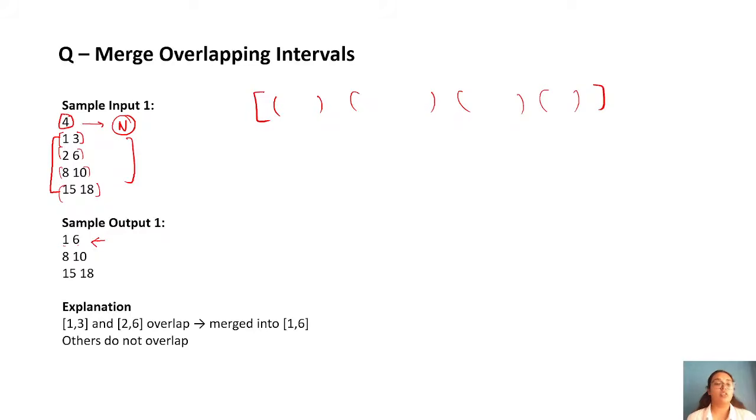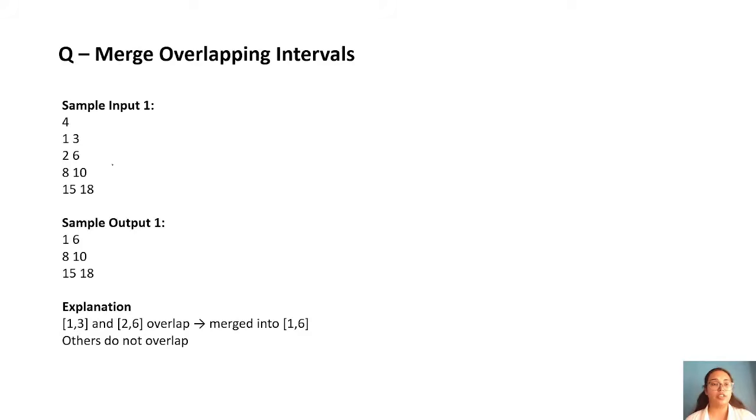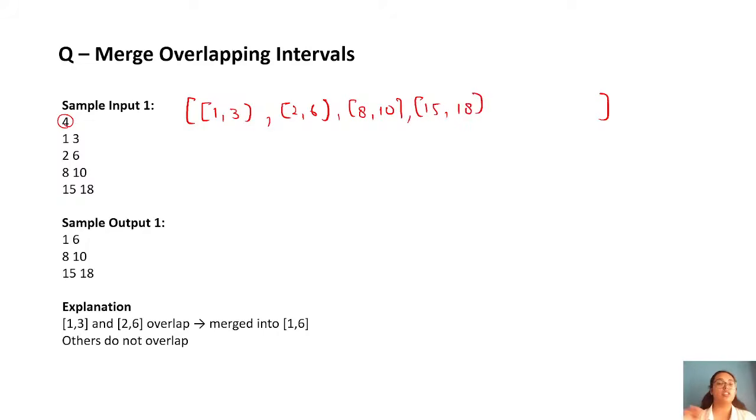Okay. Now if you see in this particular scenario, 4 is the length of the array given to you, and in this array, 4 intervals are given: 1 comma 3, 2 comma 6, then 8 comma 10, and the fourth interval is 15 comma 18. So this is your whole array of intervals.